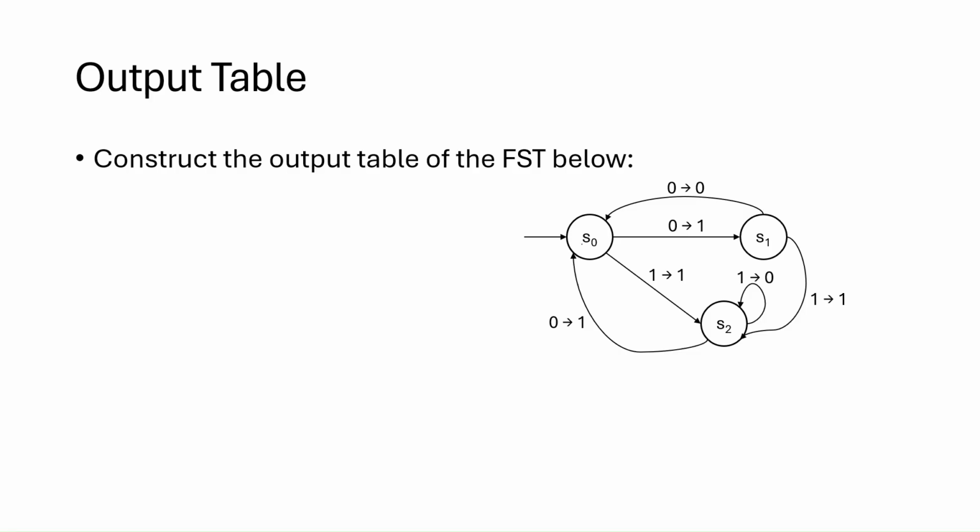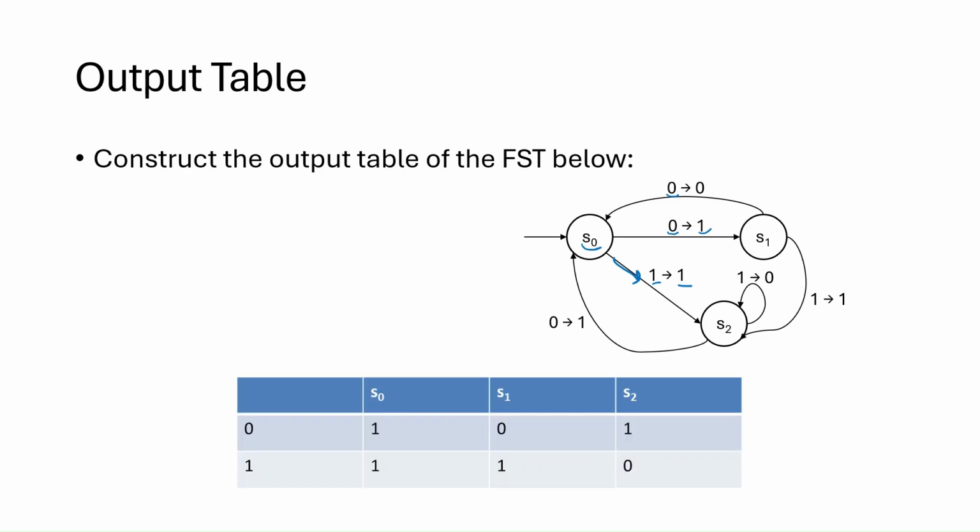So for example, if the current state is S0 and the input symbol is a 0, then the output is a 1. If the current state is S0 and the input is a 1, sorry, then the output is going to be a 1 because of this edge, and so on and so forth. And all of this can be summarized in a table that we call the output table of our finite state transducer. So for example, on input symbol 0, if you are at S0, your output is going to be a 1. If your input symbol is a 0 and your current state is S1, your output is going to be a 0.